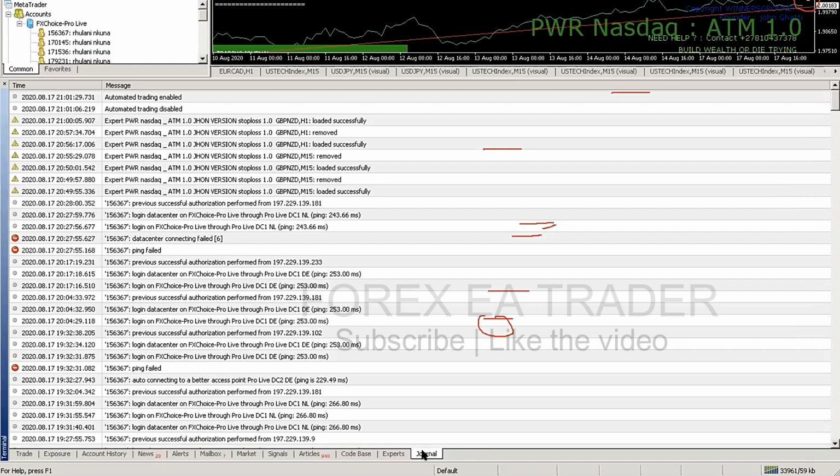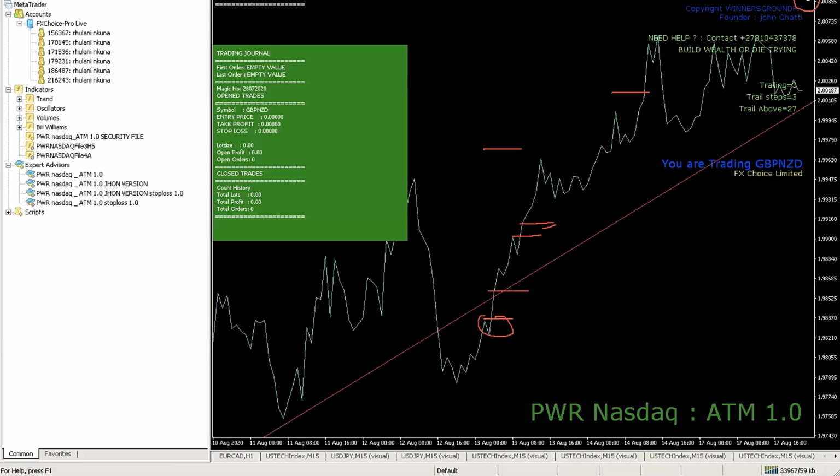But what do you do if you feel like your robot is not placing trades? This is what you do. You check, but make sure this is off. When you check that your robot is not placing trades, make sure this thing is off here.